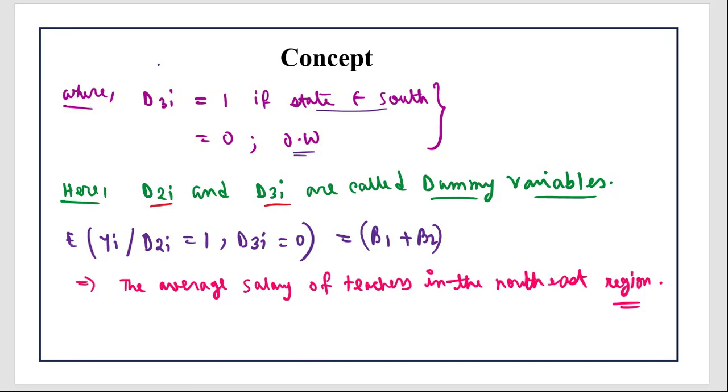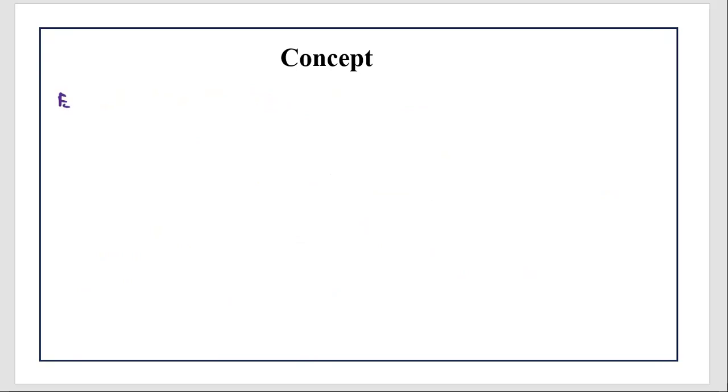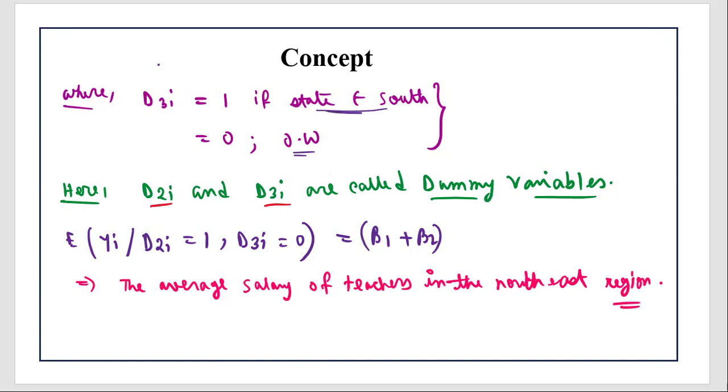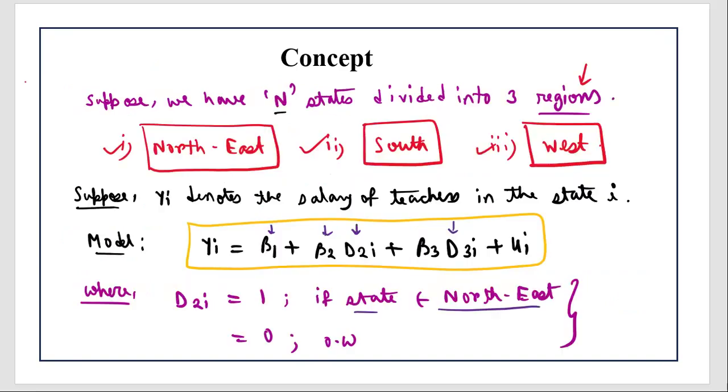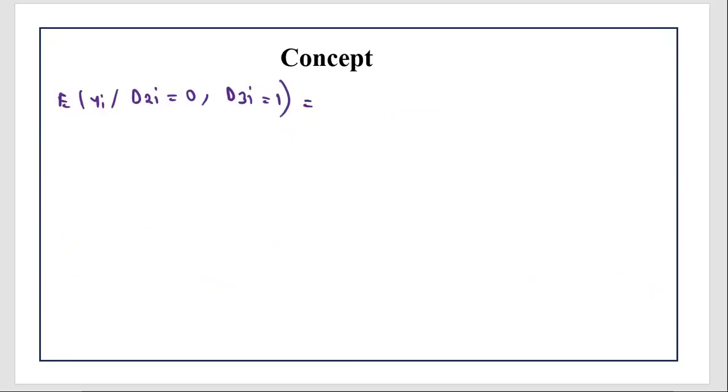Let me go to the next page. Expected value of yi given D2i is 0, but D3i is 1 this time. D3i equal to 1 means the state belongs to the south region, and automatically D2i becomes 0. So if you find this, what will be this expression? This will come out to be beta 1 plus beta 3. You can do it on your own. I hope you got the process.